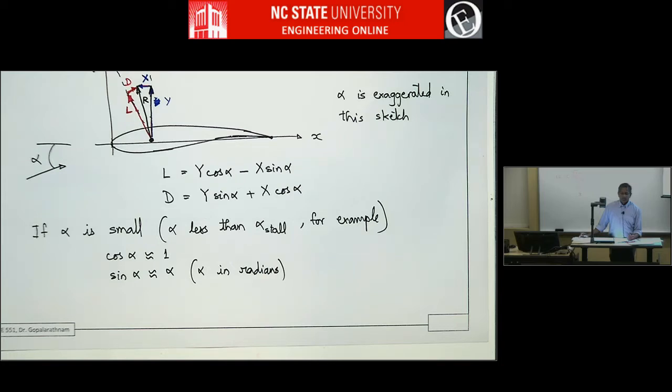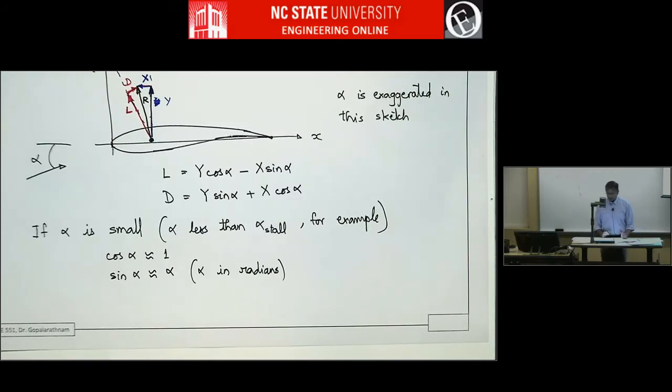Isn't it pi over 6? Pi over 6 is approximately half, right? 3.14 divided by 6 is approximately half. And sine of 30 degrees is half. So you can see sine alpha is approximately equal to alpha even for a high angle like 30 degrees. But you have to work in radians.